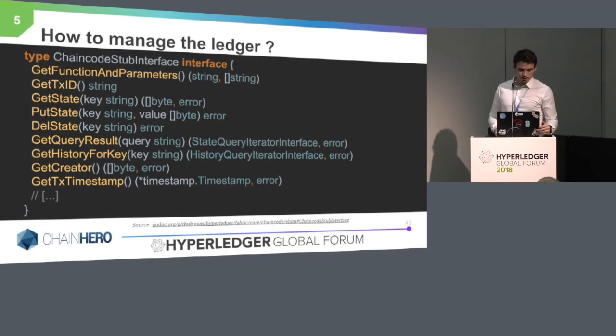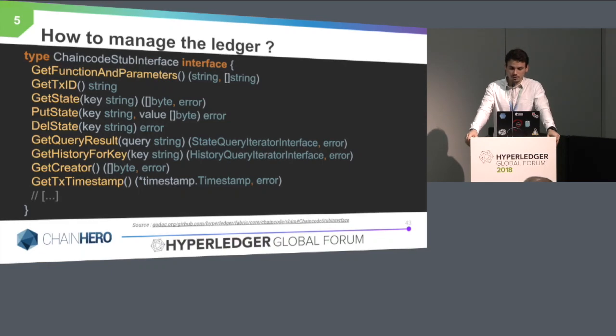Other useful methods are get query result. By default, when you run the chain code in your network, the peers will use a LevelDB database in order to store the current state of the ledger. So the get query result is here in order to allow you to run a rich query. Rich queries are useful if you use CouchDB.